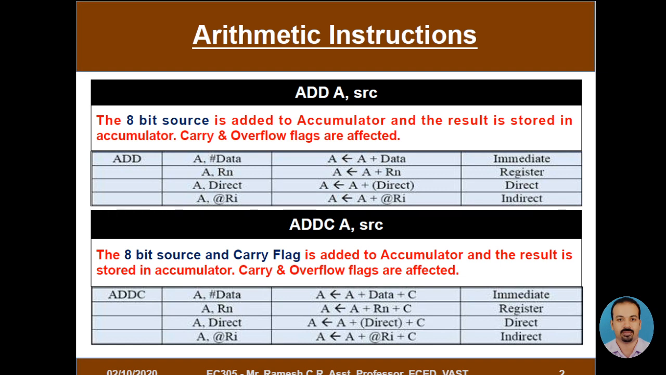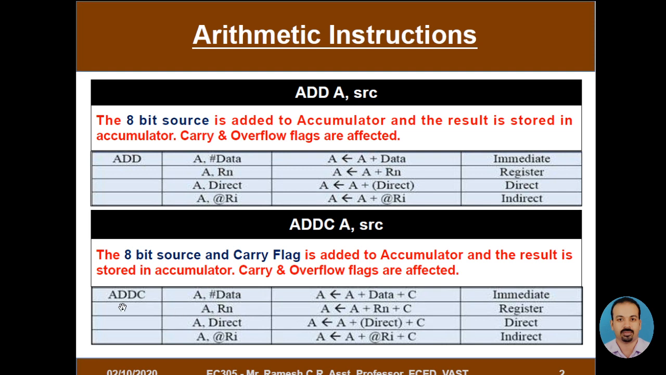Now we have the second instruction in the arithmetic instruction set, that is ADDC A, source, which is similar to the above instruction. The exception is that together with the addition of the data in the accumulator and the other source specified in the instruction, the content of the carry flag at that particular instant is also added. So let's look at the first general format. ADDC A, #data means the immediate data specified in the instruction, that is 8-bit data, is added with the content of the accumulator together with the carry flag, and the resultant is updated to the accumulator.